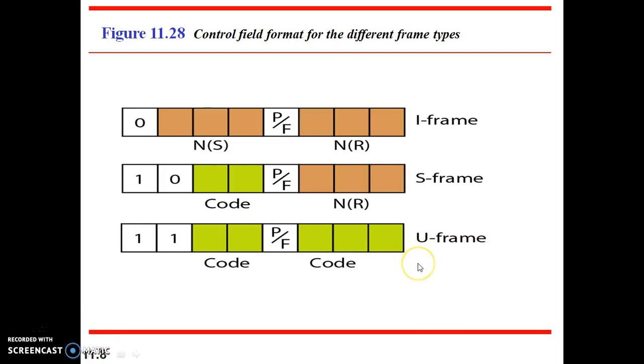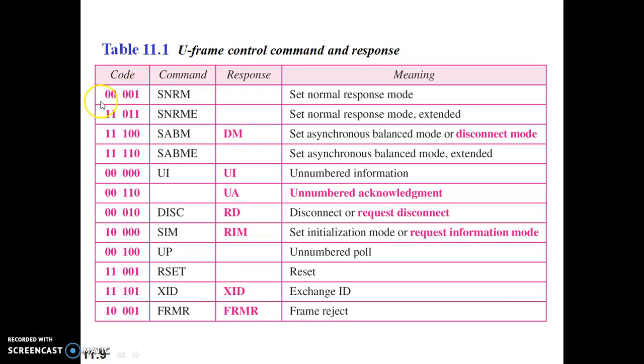And coming to this U frame, here again you can see the code. You have a 2-bit code and a 3-bit code. The 2-bit prefix and 3-bit suffix together, having 5 bits, can create up to 32 different types of U frames.